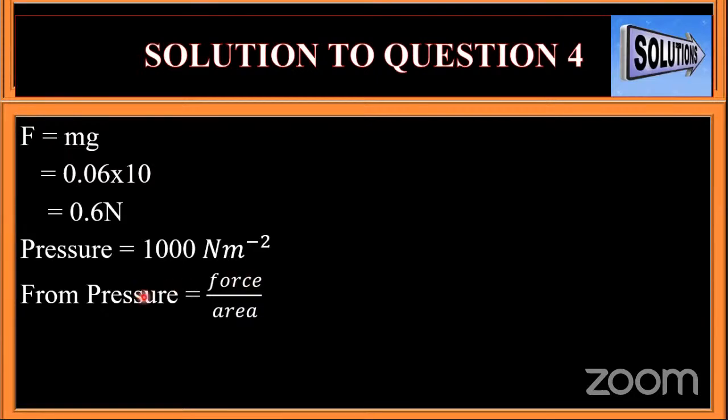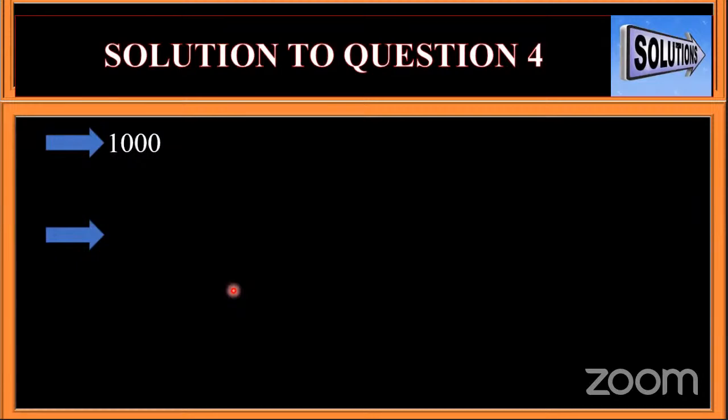Where there is pressure, we substitute 1,000. Where there is area, we substitute A, and where there is force, we substitute 0.6. So we shall say that pressure, which is 1,000, equals the force, which is 0.6, divided by the area. Then from there, we cross multiply. When you cross multiply, we shall have 1,000 A equals 0.6. Then to make A the subject.